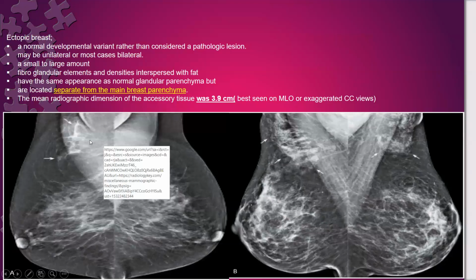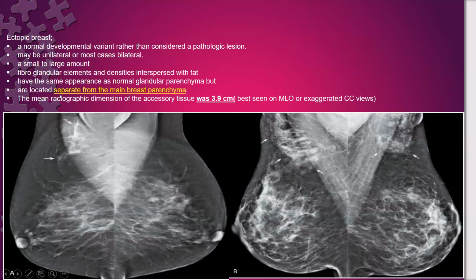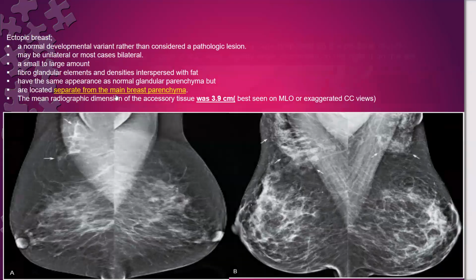Tell me why it's important to say this is an ectopic breast, separate from the main parenchyma. It is differentiated from the axillary tail, or tail of Spence. Who said that? Hint. Oh, excellent hint. Excellent. That is why.